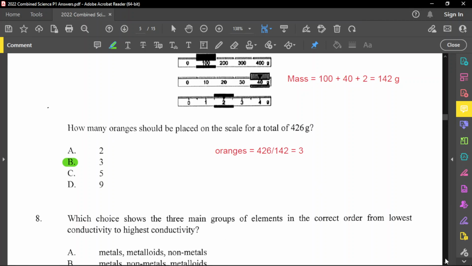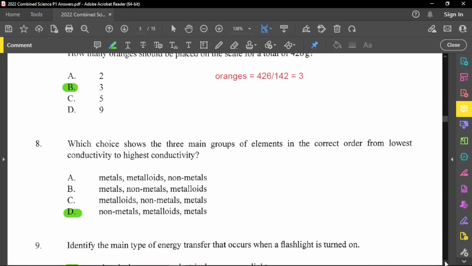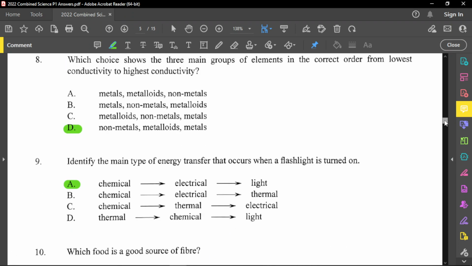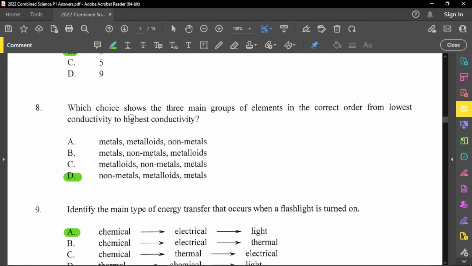That is a relatively easy question, I must say. All right. For question number 8, I'm jumping a little bit too fast. Let me go back a little bit. Question number 8 said, which choice shows the 3 main groups of elements in the correct order from the lowest conductivity to the highest conductivity? In terms of conductivity, metal is the highest, so metal must be last, non-metals will be the least, and metalloids, which have properties of both metals and non-metals, will be in the middle right there.